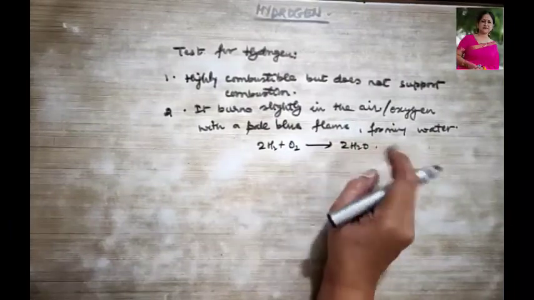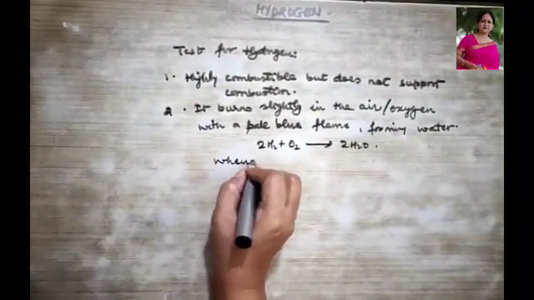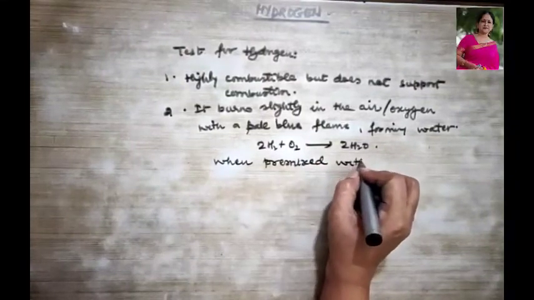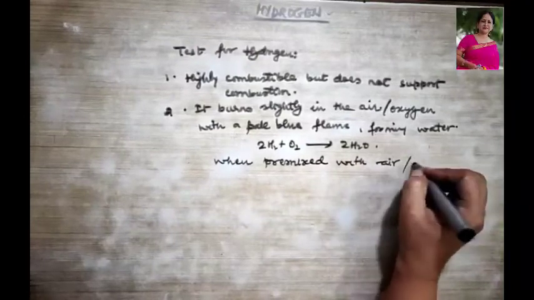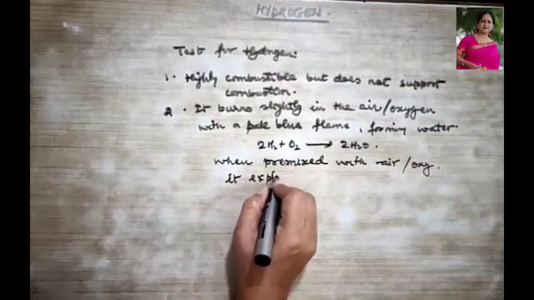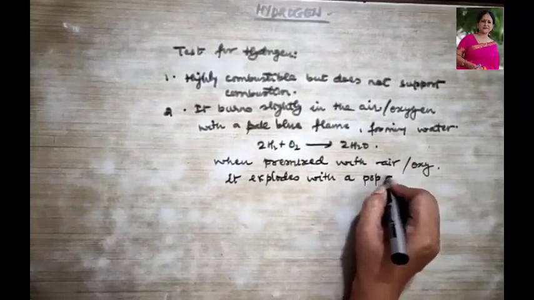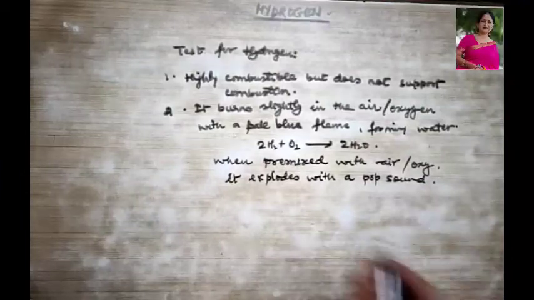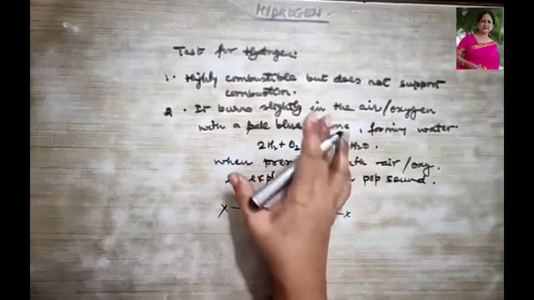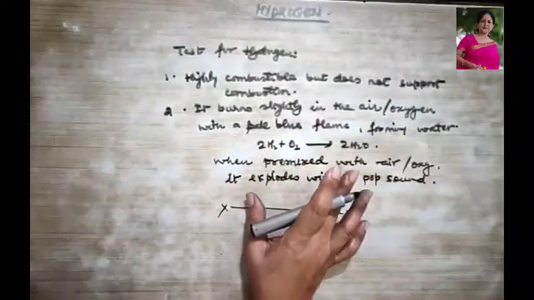So when it is premixed with air or oxygen, it explodes with a pop sound. Okay, so that's all for today. In the next video, we shall talk about the manufacture of hydrogen. Today we were only discussing the laboratory preparation of hydrogen. Thank you.